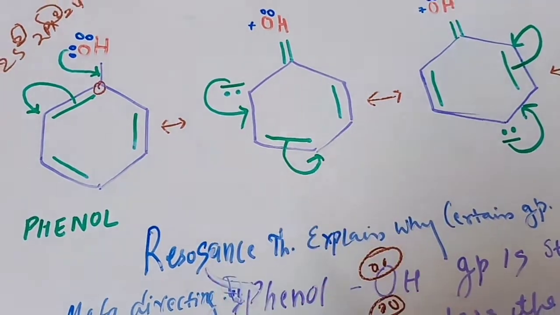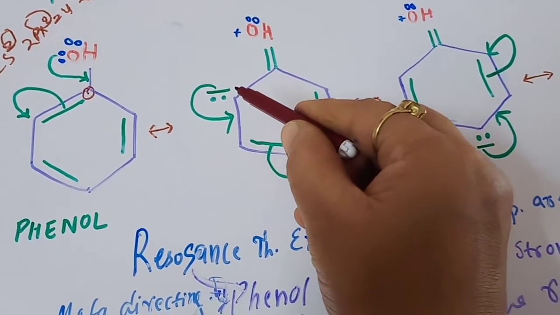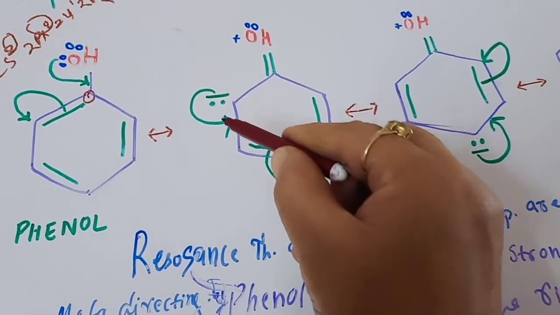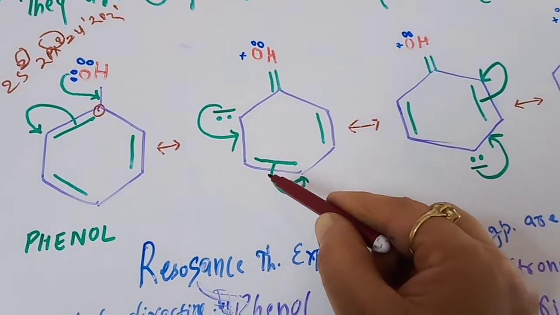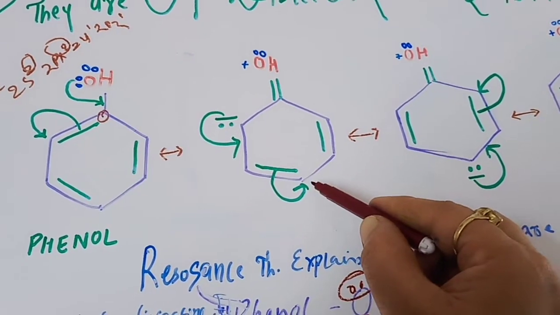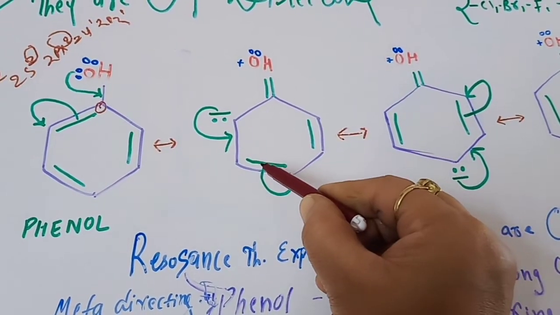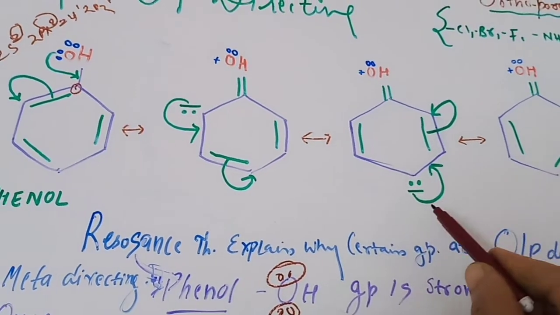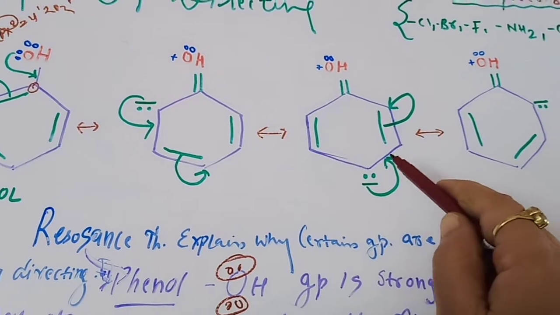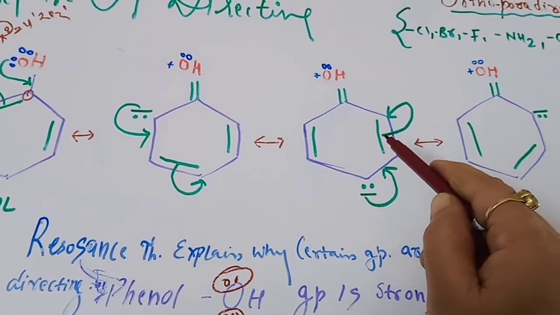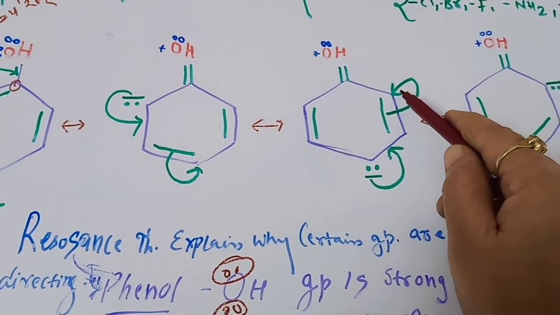If we look at the positions, this is our ortho position. To balance the carbon's valency, this electron pair will move inside, so it will form one double bond. Again, the movement of electrons takes place further. The electron will move inside, forming one double bond, and this electron will come outside, so there will be a negative charge. Again, this electron pair will move inside and form a bond here, and this bond will come outside the ring.